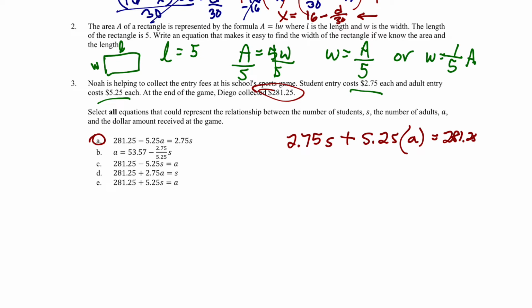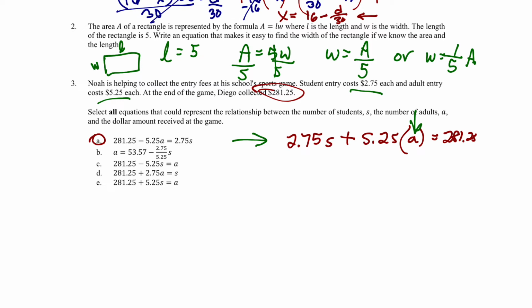Okay? So letter B says A equals, so this is solving for A. So look at your original equation. I'm not going to go through this whole thing with you. You can do this. Look at your original equation, solve for A, and see if that equals 53.57 minus 275 divided by 525. All right? Try that out. See if that makes sense. See if that works for you.